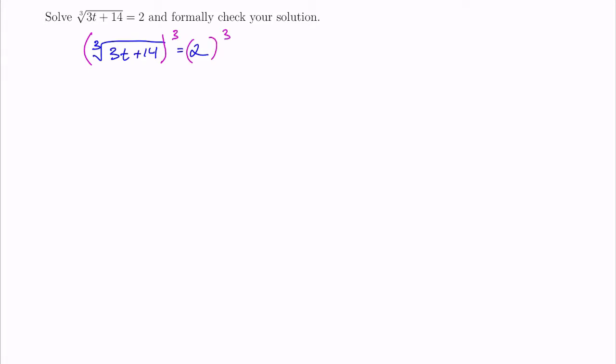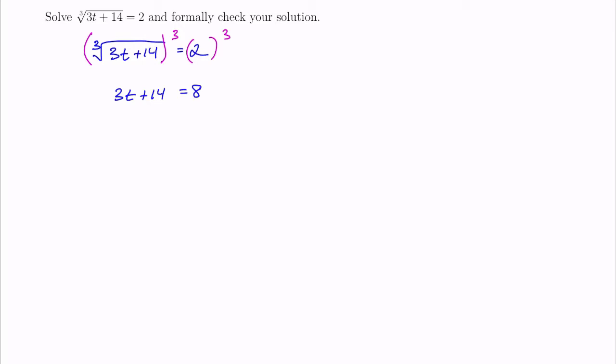On the left side of the equation, the third root of something raised to the third power will cancel out, leaving us with 3t plus 14. On the right side of the equation, 2 to the third power is 8. So we end up with the equation 3t plus 14 equals 8.